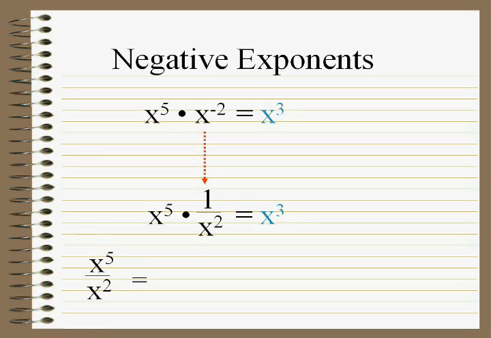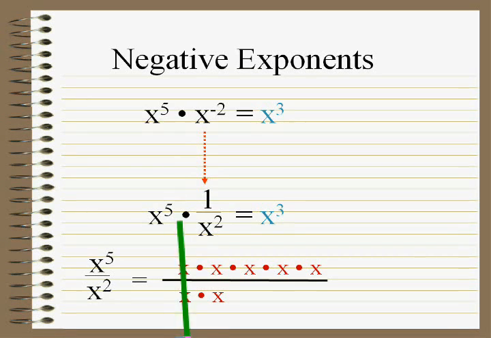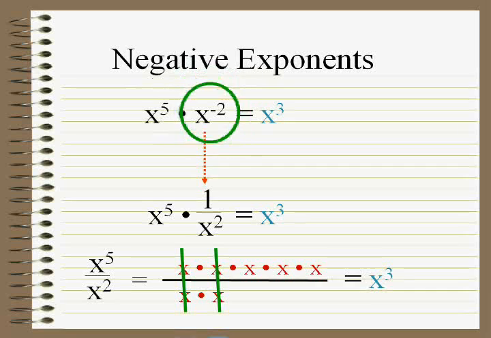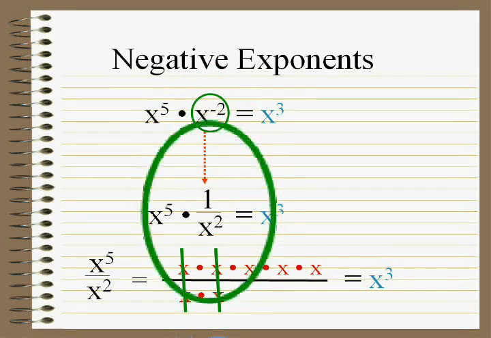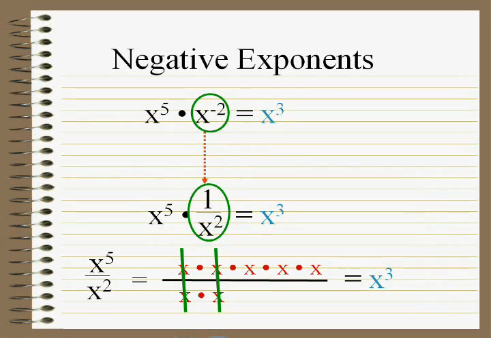X to the 5th over x to the 2nd, when we multiply that, we get x to the 5th on top and x to the 2nd in the bottom, and when we cancel by dividing, what do we get? It makes sense, doesn't it? X to the minus 2 really means 1 over, or the reciprocal of x to the 2.